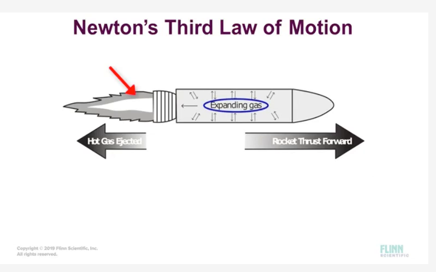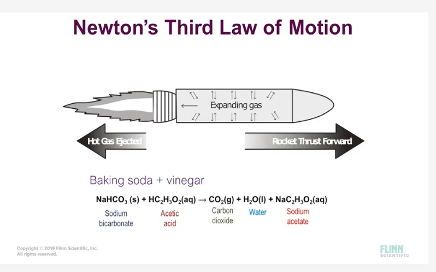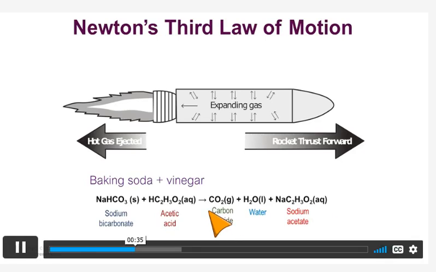The fast-moving gas particles are pushed by the rocket chamber in one direction, and the gas particles, in turn, push the rocket in an opposite direction. This creates a net force that thrusts the rocket in the opposite direction of the ejected gases. In this lab, the rocket will be propelled by a gas released from a chemical reaction.